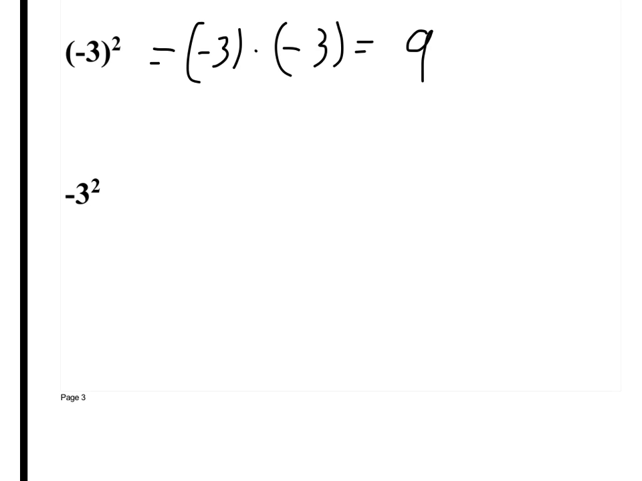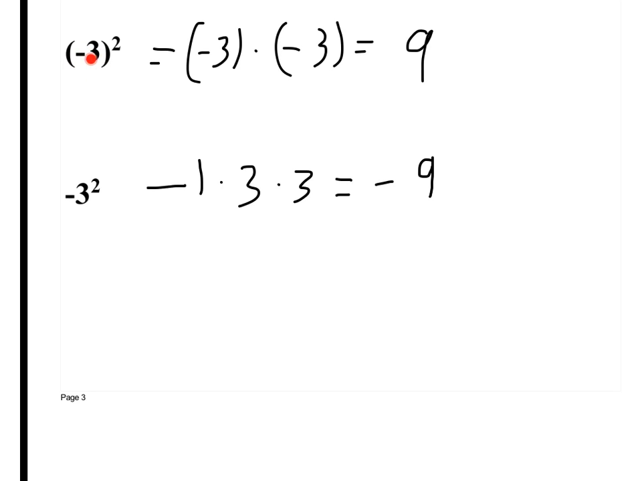Now let's do negative 3 squared. Here's the difference. This is not inside parentheses. It's not included with the exponent. So we treat it like it's a minus sign, or like negative 1, and then we do 3 times 3. What is negative 1 times 3 times 3? Negative 9.